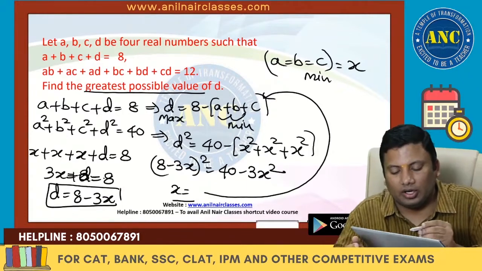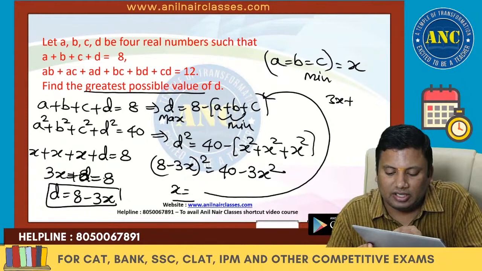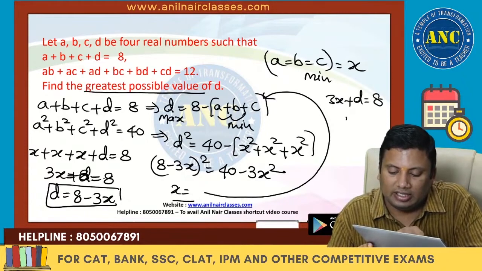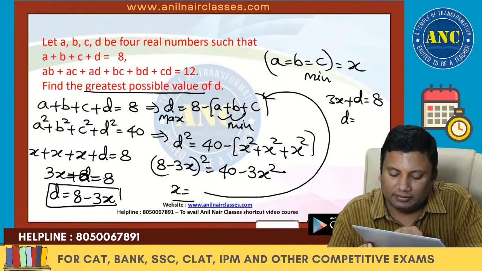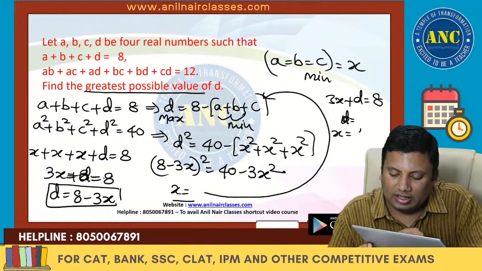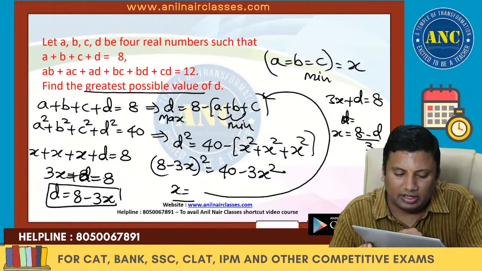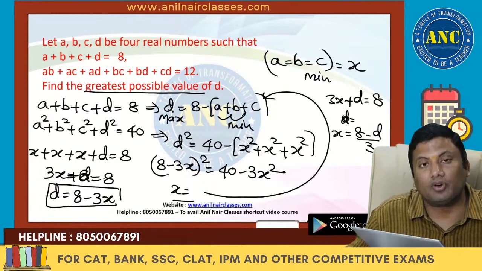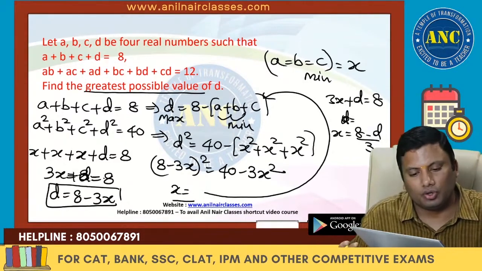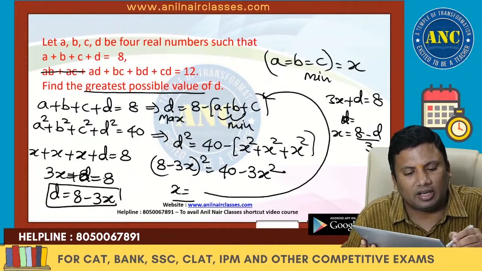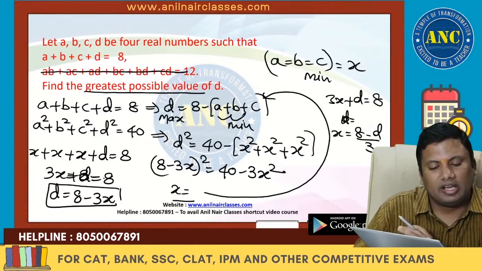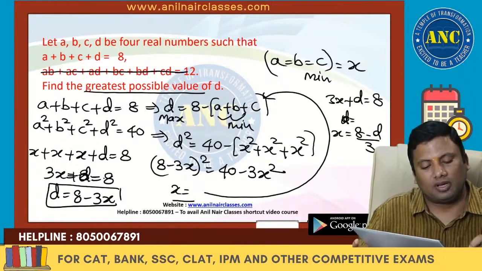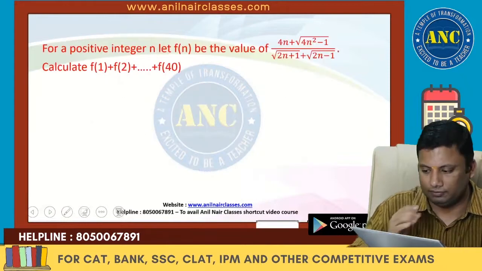Or what you can do is 3x plus d is nothing but 8, so x is nothing but (8 minus d) by 3. You can substitute in the equation, that also will give you directly the value of d. You do it in any way. This equation replaces a square plus b square plus c square plus d square is 40.